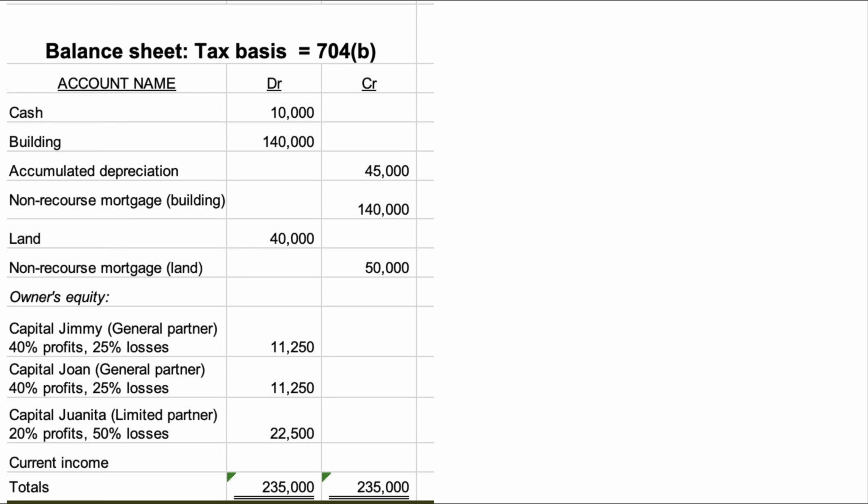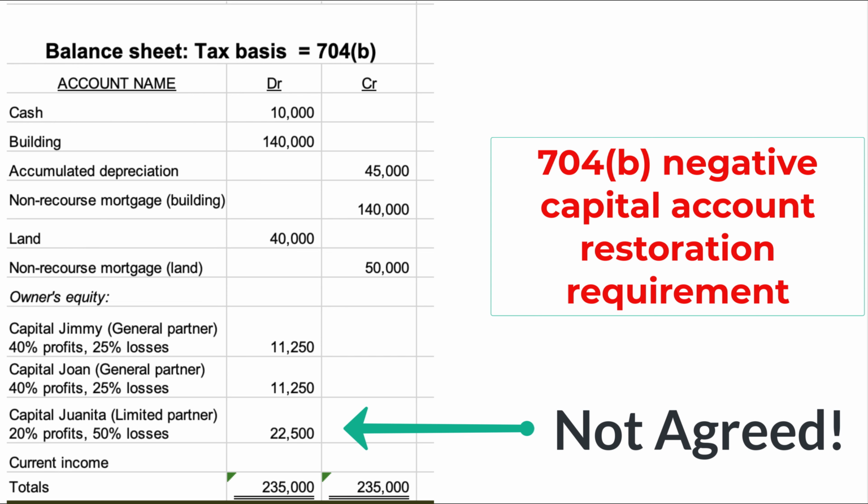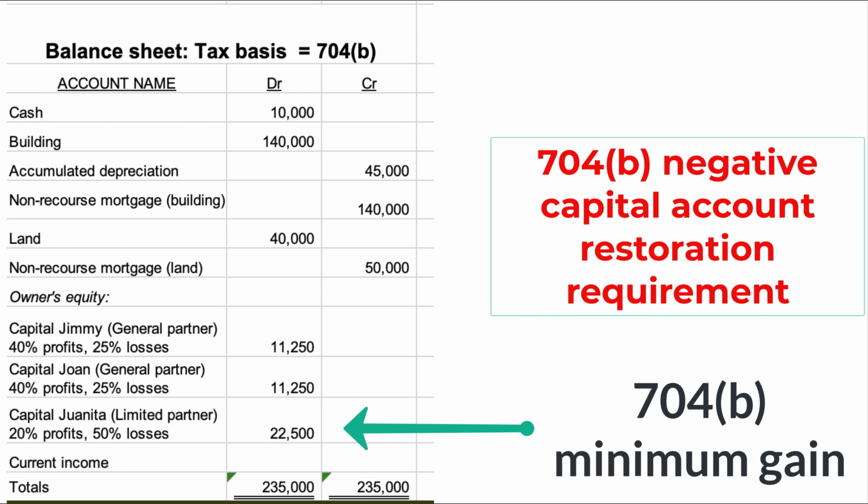Negative 704B capital accounts for the general partners are okay under the substantial economic effect rules because both general partners have agreed to an unlimited deficit capital account restoration requirement in the partnership agreement. The negative 704B capital account for the limited partner is also okay under the substantial economic effect rules because it is the result of non-recourse deductions, specifically the depreciation expense. Juanita's 704B capital account can go negative to the extent she is allocated 704B minimum gain.